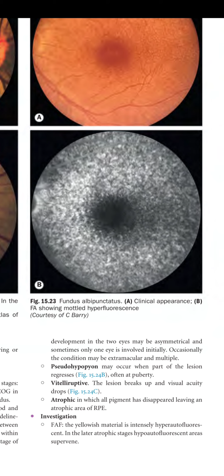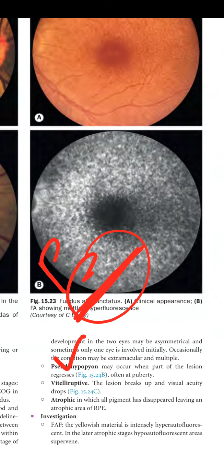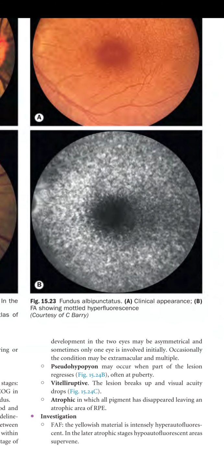Pseudohypopyon may occur when part of the lesion regresses, often at puberty. So pseudohypopyon is basically when only a small part of the egg yolk is left. It is known as a pseudohypopyon. Then there is the vitelliruptive stage. The lesion breaks up and visual acuity drops. Atrophic stage, in which all the pigment has disappeared, leaving an atrophic area of RPE.